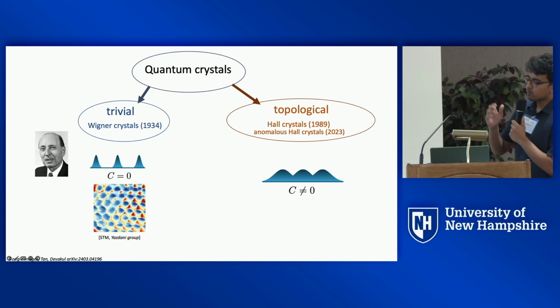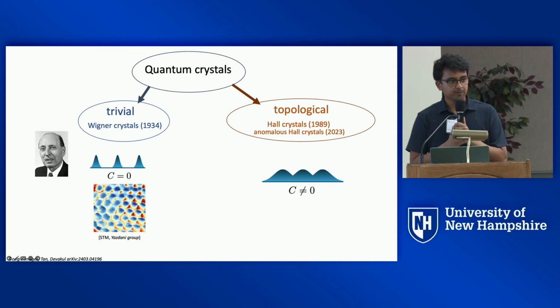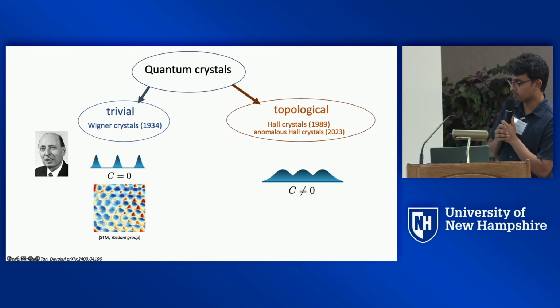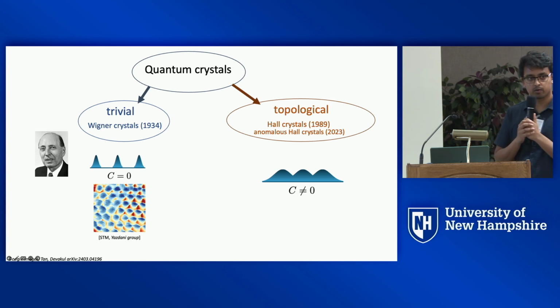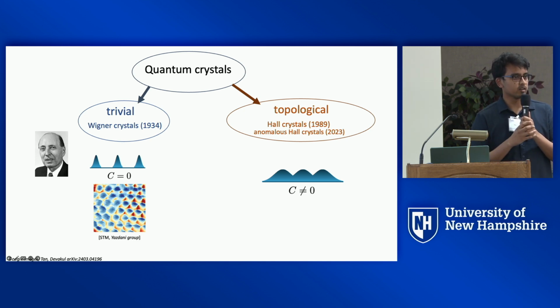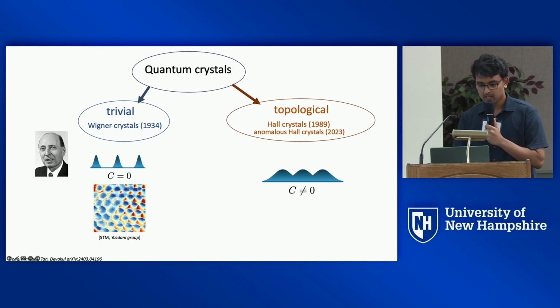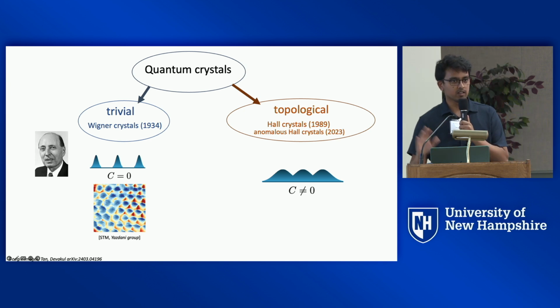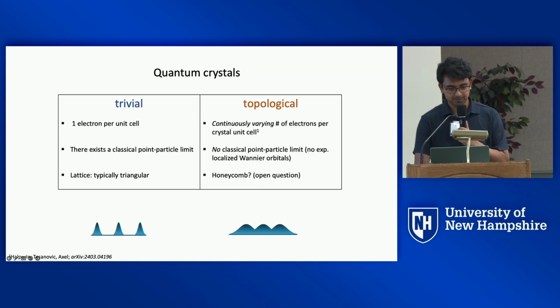Their distinguishing feature is that they have Chern number 0, and topological quantum crystals are simply those that have Chern number which is non-zero. Two examples are theoretically proposed Hall crystals, which were proposed around 1989, and then more recently anomalous Hall crystals, which are distinguished by not requiring a magnetic field. And I'll discuss these more, and these will be the topic of the current talk.